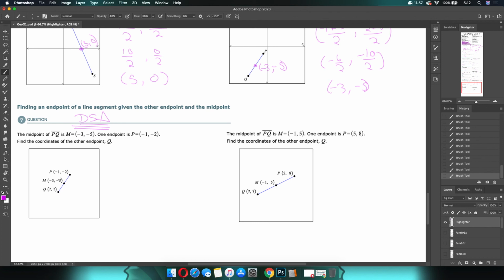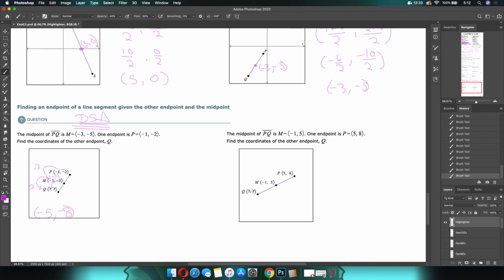Watch what happens. What is my jump in my x's from negative 1 to negative 3? I went down 2, right? If I go down 2 again, what do I have? Negative 5. Ooh, okay. Now what's my jump for my y's? I go from negative 2 to negative 5. That's a jump of 3. So I'm going to go down 3 again. Where do I stop? Negative 8. And seriously, that's kind of how easy it is. Everyone's brains short circuit when they see this, and they think it's harder than it actually is.